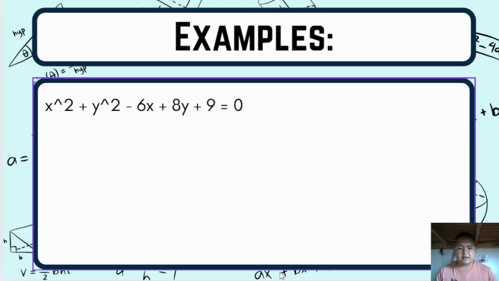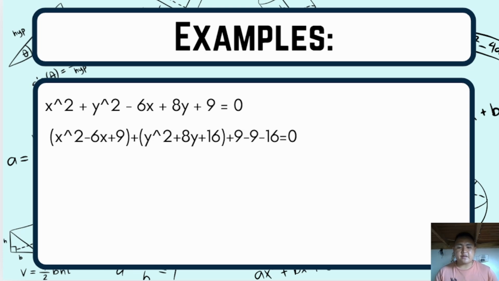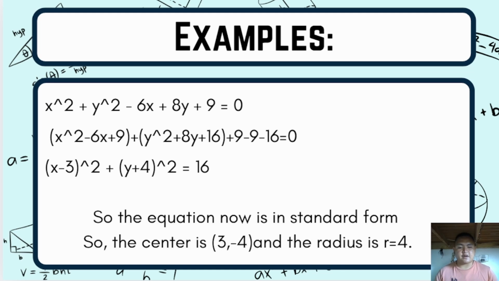So we rewrite x squared minus 6x plus 9 plus y squared plus 8y plus 16 plus 9 minus 9 minus 16 equals 0. This simplifies to (x minus 3) squared plus (y plus 4) squared equals 16. So the equation is now in standard form. The center is (3, negative 4), and the radius is 4.